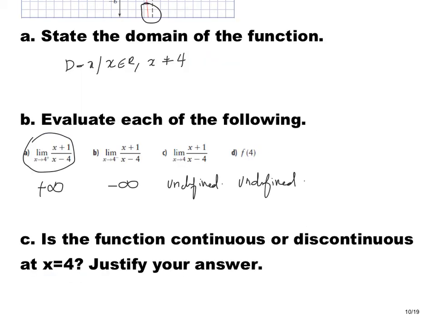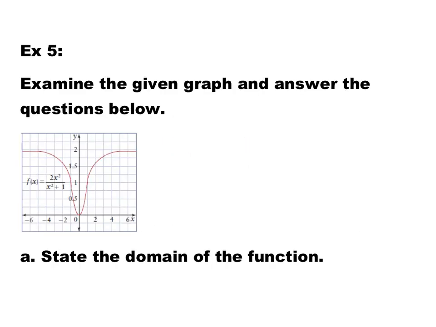The last part of the question says, is the function continuous or discontinuous? The function is discontinuous at x equal to 4 because the limits do not exist on the left and right. The next question says, look at the graph given here and answer the following questions. The first one, what is the domain of the function? The domain is x such that x in R, and since the function is defined for every value of x, this is the domain, all the real numbers.